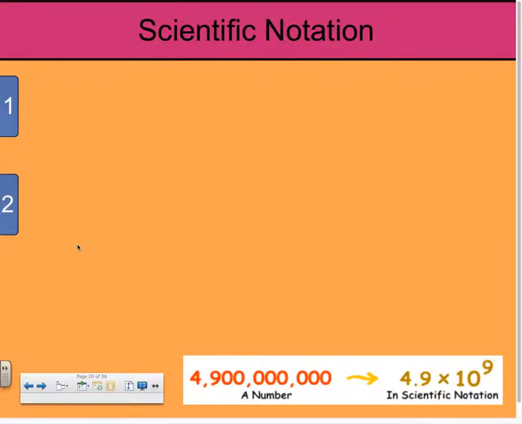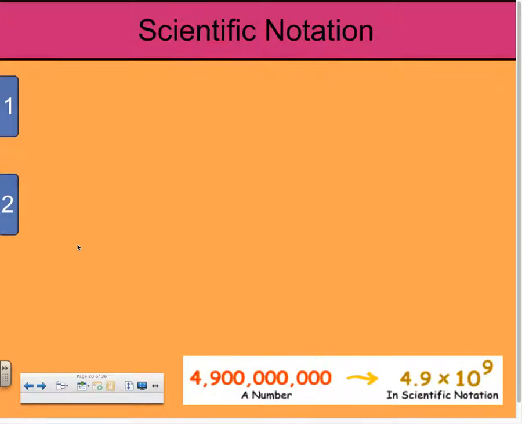Scientific notation. The big idea for the last several weeks has been, how do you write numbers in different ways? And why is that helpful? Well, we are going to learn how to write things in scientific notation, but also how to be able to read numbers that are written in scientific notation.